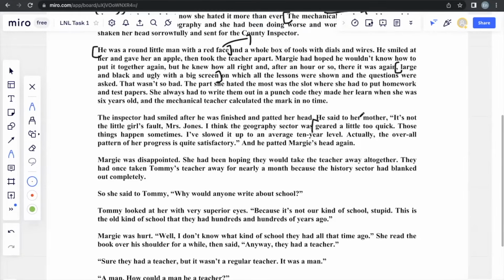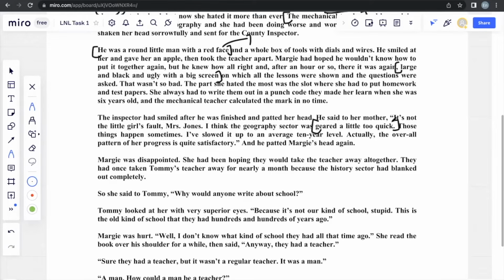So the fact that they say "geared a little too quick" gives you an idea on how mechanical teachers actually work. The teachers are geared according to the learning capabilities and speed of each specific student to match the capabilities of the student and allow them to learn as efficiently as possible.